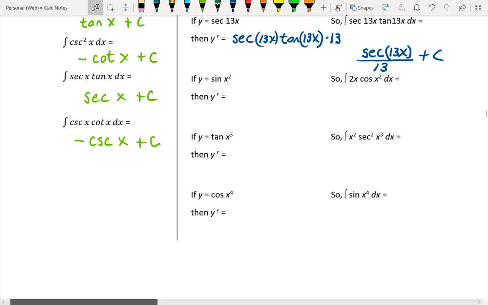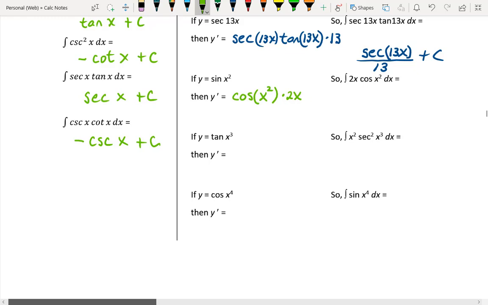Let's see, next one, sine of x squared. So now we have the derivative of sine of x squared would be cosine of x squared. And then we would take the derivative of the inside, which is times 2x. So I come over here, and you can see that now I'm taking the integral of 2x cosine of x squared.